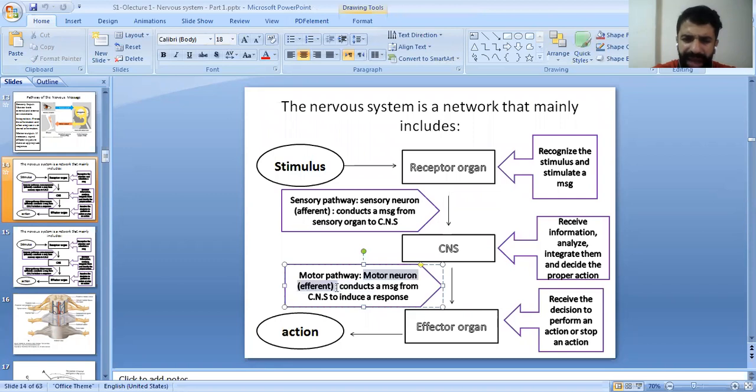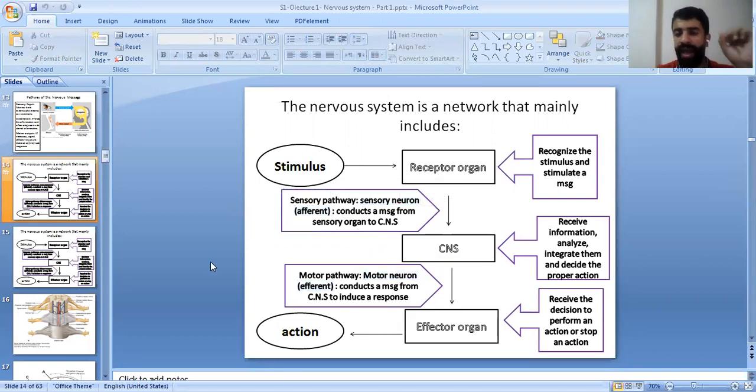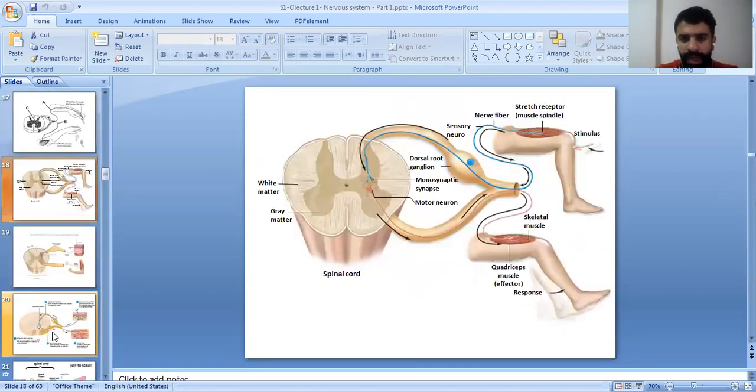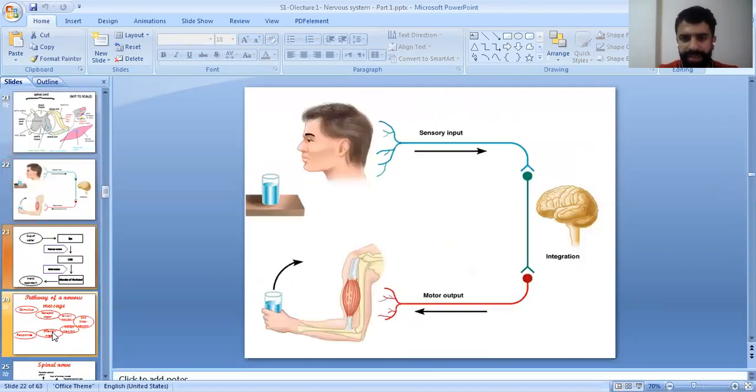You're going to ask me, how can I differentiate between afferent and efferent? Sensory starts first. So I told my students, sensory starts first. So letter A is first, so afferent. While the motor is the next one, so it's not the first letter, so it's E, efferent. Then the effector organ will receive the decision and perform an action, or will stop action. Okay? Let's have an example about this in this figure.